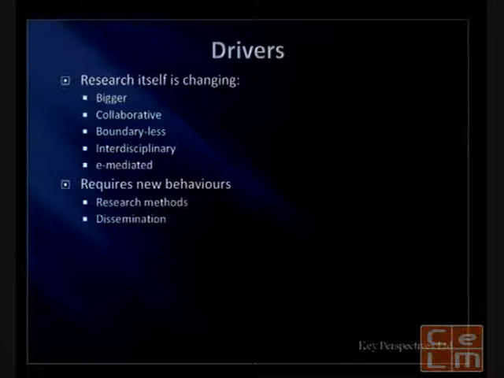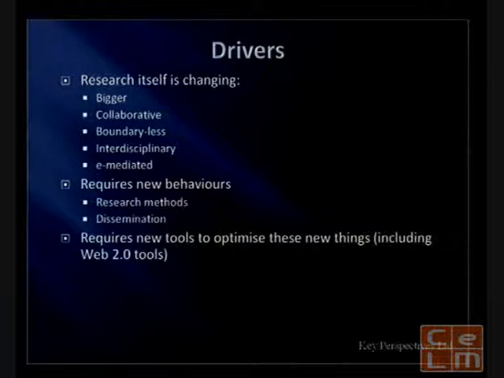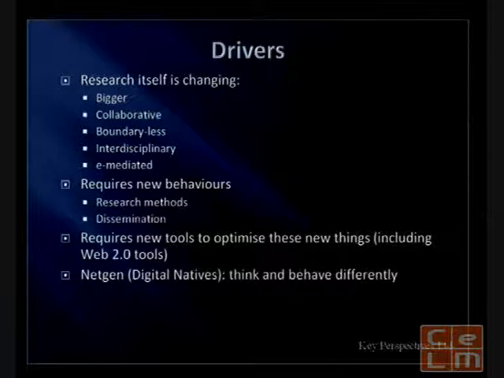This requires new behaviors of people, and here we're talking about the digital natives, of course, and their importance. New research methods, yes, but new attitudes towards the dissemination of the results of their work. There are new tools being developed to optimize these new things, and of course they're the sort of Web 2.0 based collaborative networking type of tools.